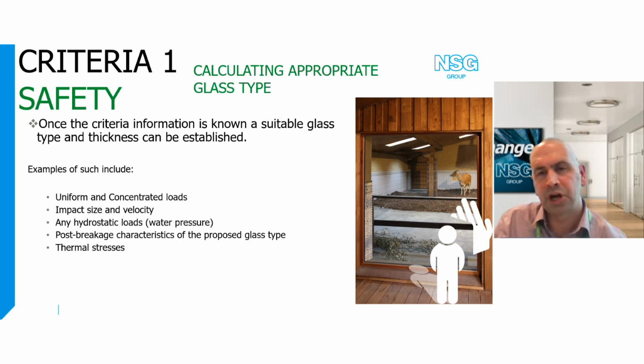Then once the criteria is known, we can start to establish a suitable glass type in accordance with mechanical loads, impacts or temperature changes in which the glazing may be subjected to. An example of criteria can include uniform and concentrated loads, impact size and velocity, any hydrostatic loads such as water pressure, post-breakage characteristics of the proposed glass type, which is quite important in zoos.